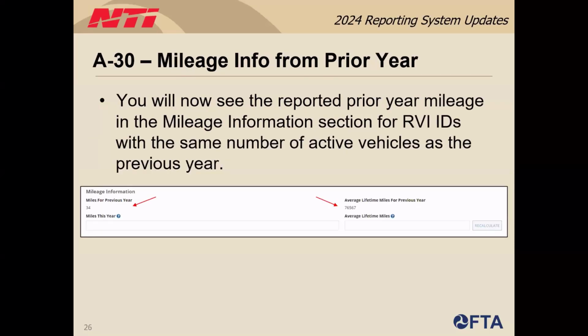Under the mileage information section of an existing RVI ID in the Revenue Vehicle Inventory A30 form, you will now see two new non-editable data fields titled Miles for Previous Year and Average Lifetime Miles for Previous Year. This update is only for applicable fleets where the fleet has the same number of active vehicles as the prior year. This will be helpful for reporters to reference the previous year's values when entering the current year's data.